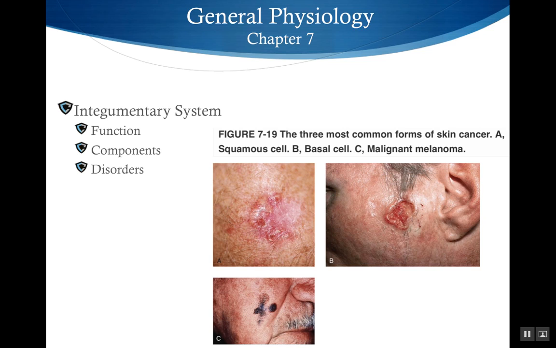Here in this picture, the 3 most common forms of skin cancer are squamous cell, which you can see in the first figure here in A. In B, that's an example of what a basal cell could look like, and obviously these are pretty advanced forms of skin cancer. And the third is melanoma. Malignant melanoma is oftentimes the most difficult to treat and can become the most fatal of the 3 types of skin cancer.